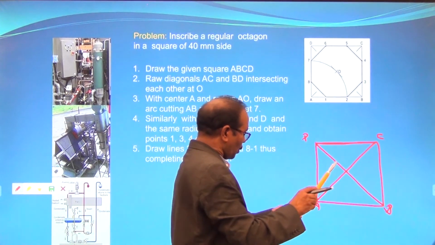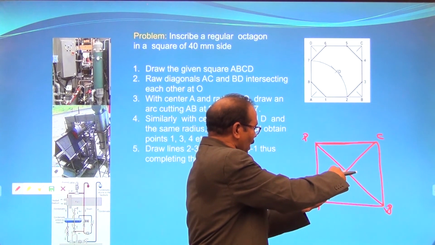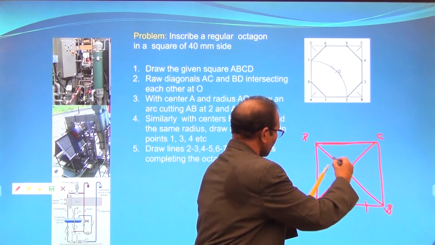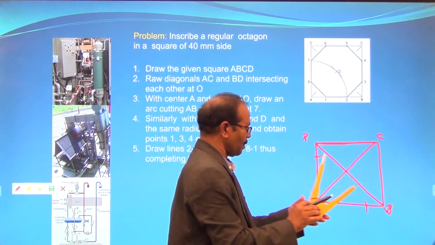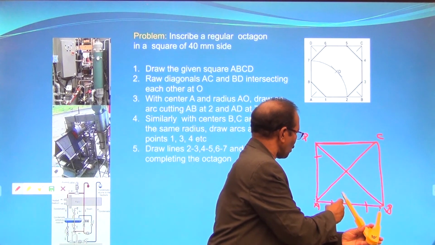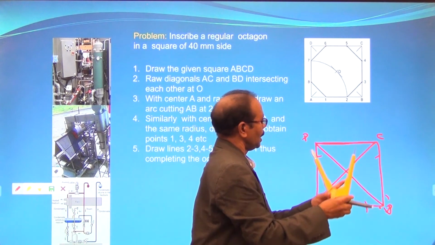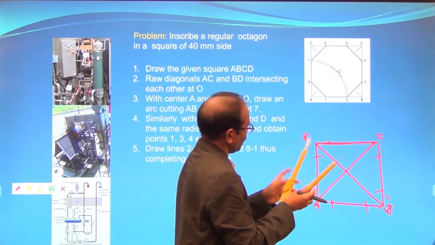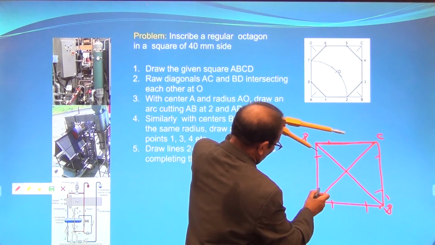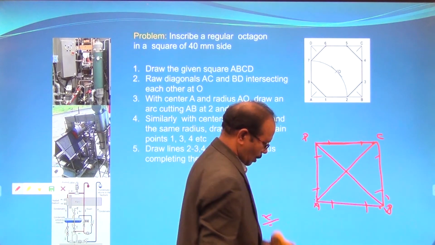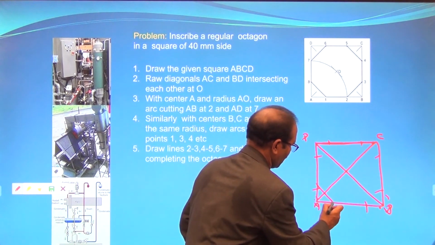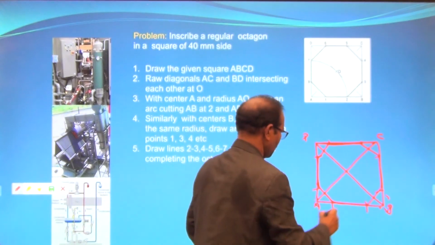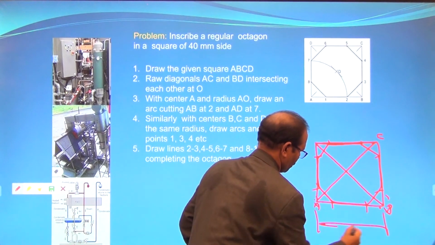Now, with AO as a radius, cut this line here. With the same radius, B as a center, draw one arc, one more arc. C as a center, one arc, one more arc. D as a center, one arc, one more arc. Joining all these arcs, you can get the required octagon. Very simple problem, right?